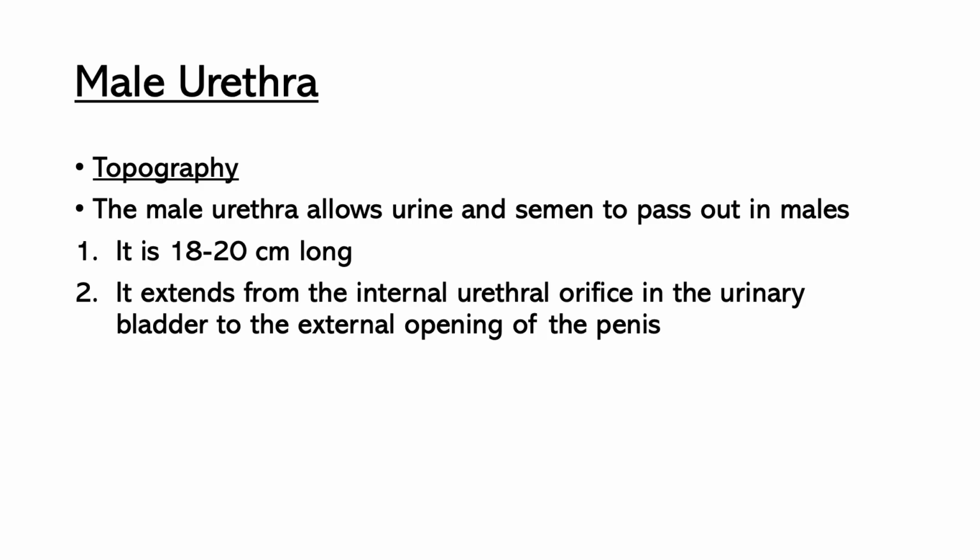We will begin with the topography of the male urethra. The male urethra allows urine and semen to pass out in males. It is 18-20 cm long. It extends from the internal urethral orifice in the urinary bladder to the external opening of the penis.